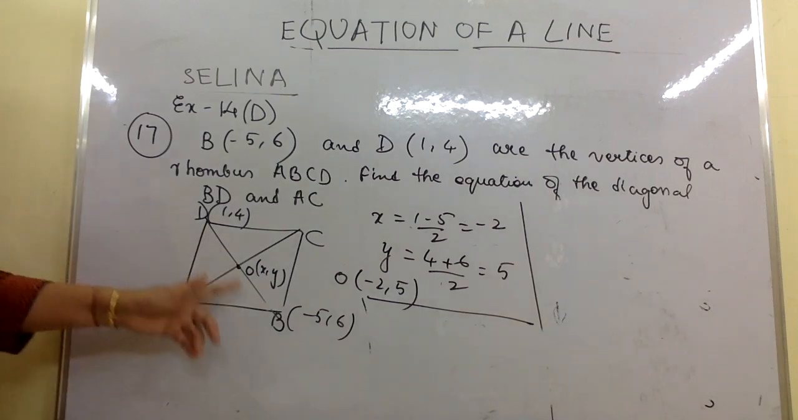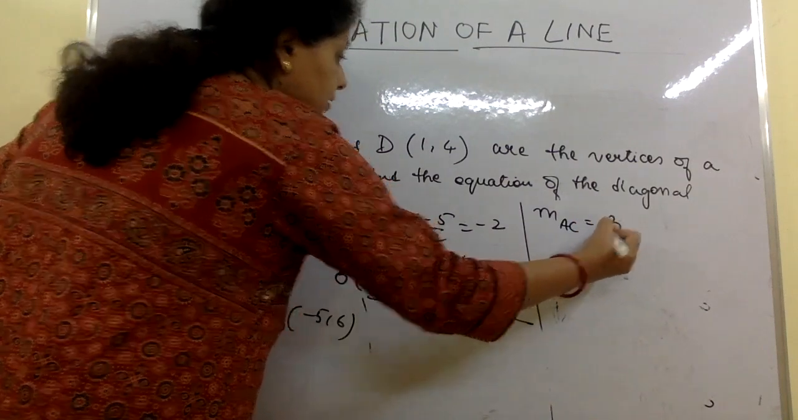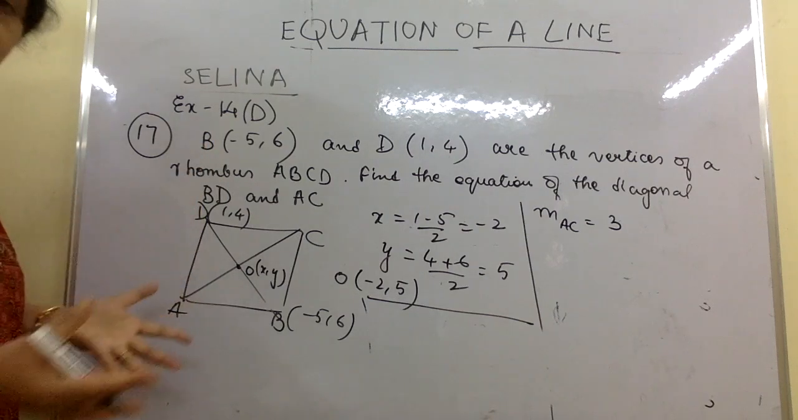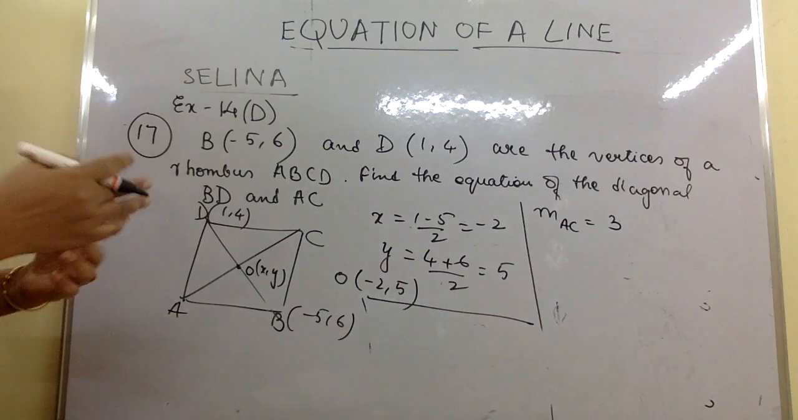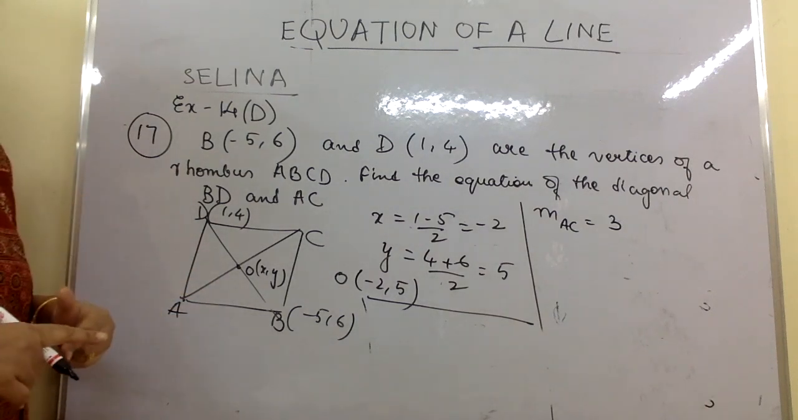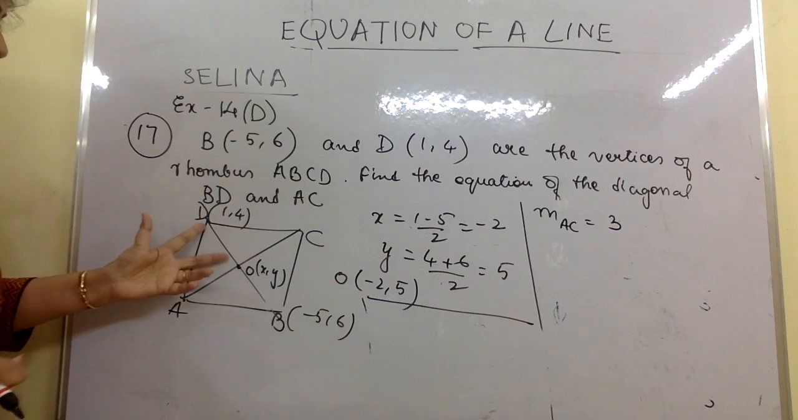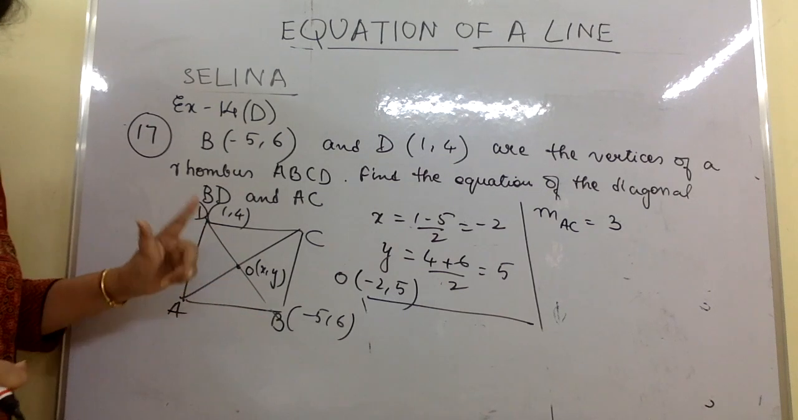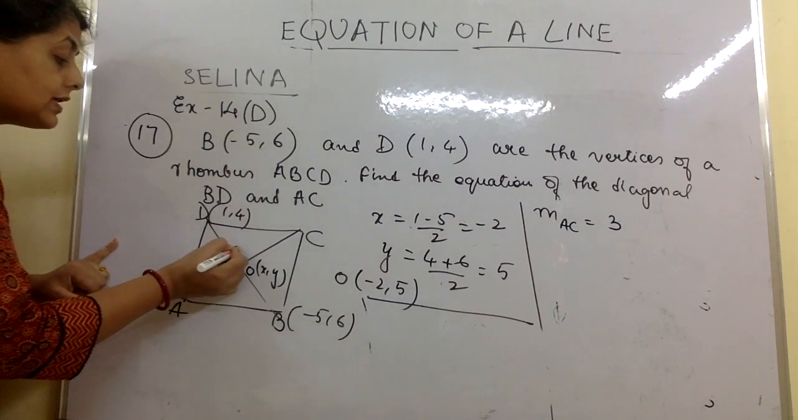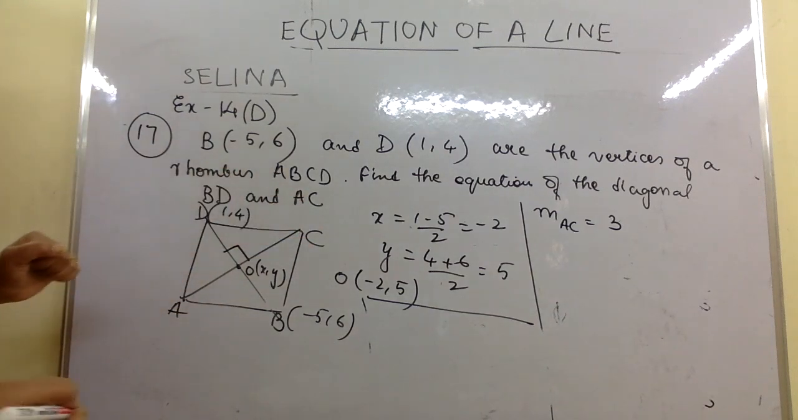Clearly, here we had minus 1 by 3, so m of AC is just 3, because the product of this and this has to be minus 1. Now if you have forgotten, diagonals of a rhombus bisect each other at right angles. Since they bisect, that is why I found this as the midpoint, because this part is equal to this. Second thing is, diagonals are always at right angles in a rhombus. If you know this property, then you can come to the next part of the sum.